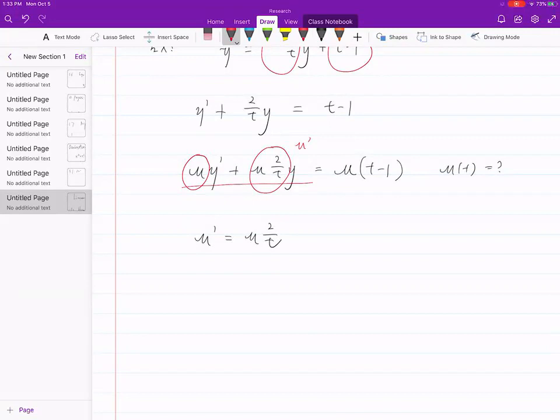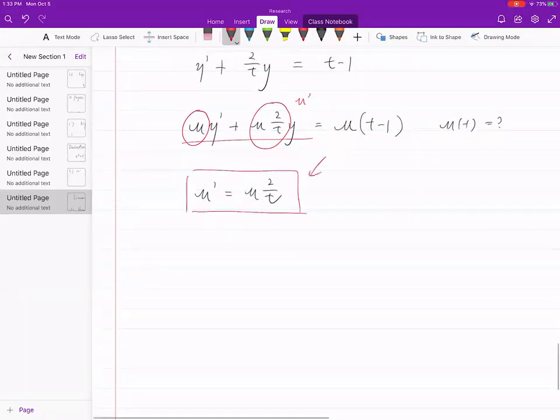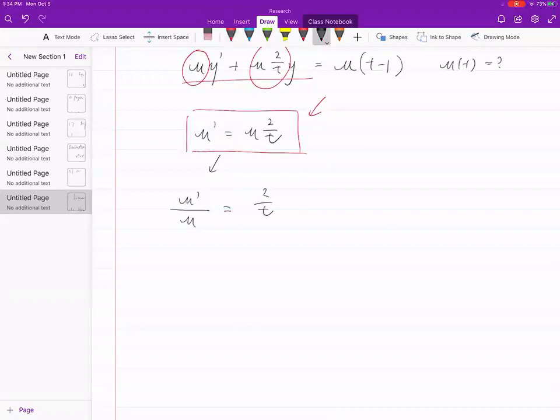Okay. I want a mu satisfying this. Then take a look. What is this? It's a homogeneous linear equation which we can solve. It's separable. So mu prime over mu equals 2 over t. Take the integration.